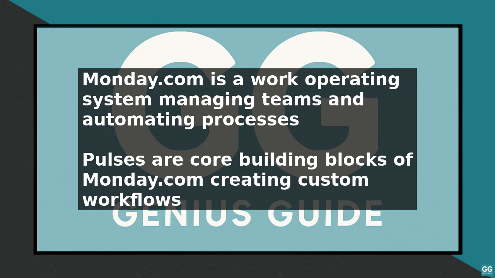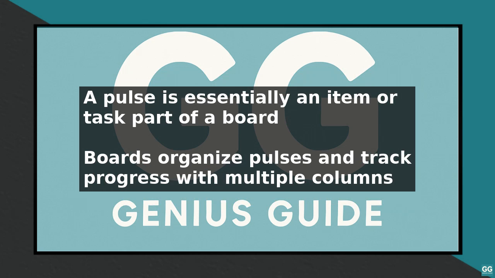To create a pulse, navigate to your board and click on the plus sign at the top right corner of the screen. This will open a new pulse and allow you to add columns and information. You can add columns by clicking on the plus sign at the top of the pulse and selecting the type of column you want to add.